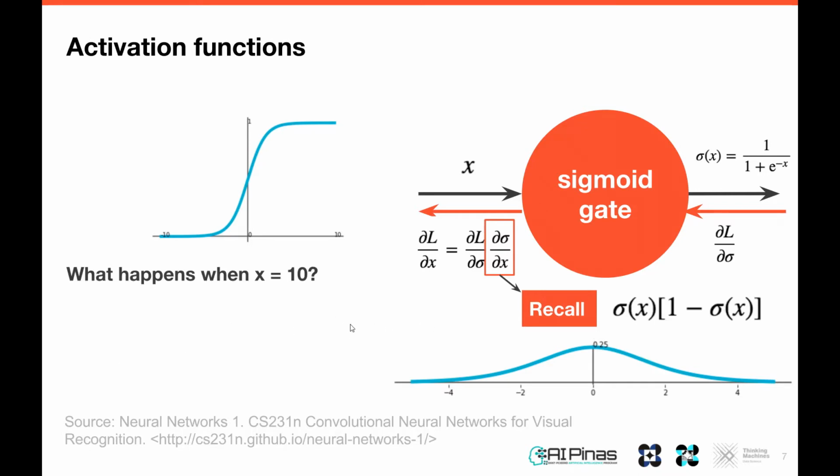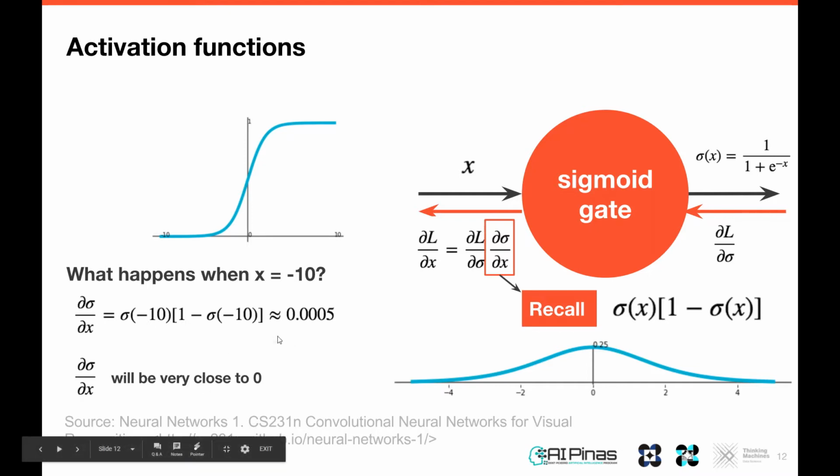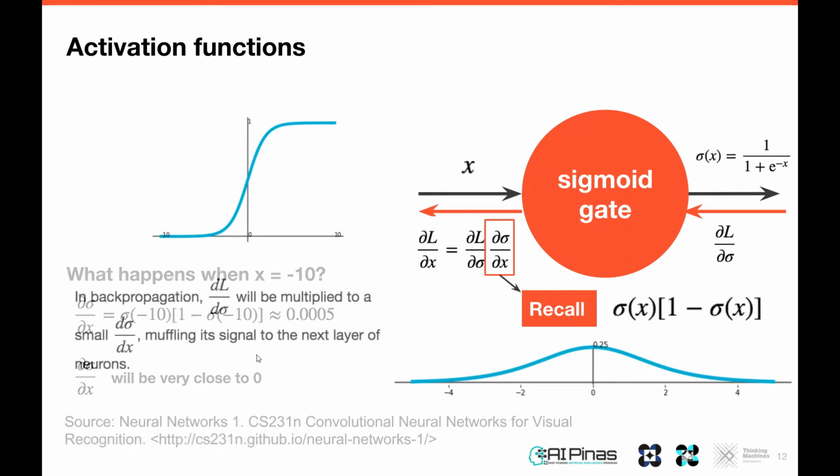Let's work through the numbers here. What happens when x equals 10? You get a value very close to 0. What happens when x equals 0? You get a value 0.25. When x equals negative 10, you get a value that is very close to 0. So this graph simplifies for you the possible values that the derivative of sigmoid, d sigmoid over dx, can take. And it's really between 0 and 0.25.